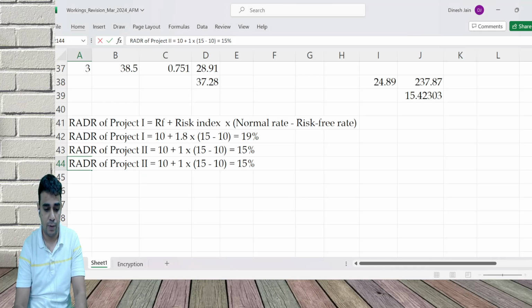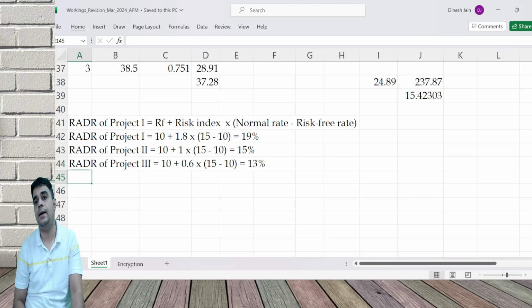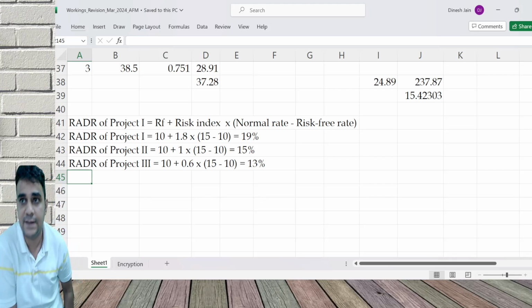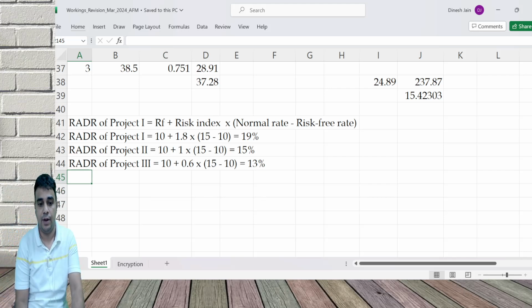Do project 2 and project 3. $19, $15 and 13%. Again, I don't have much to add because the cash flows are given. If cash flows are not given, then you will have to follow your basics and do the proper calculation. Any doubts on this?